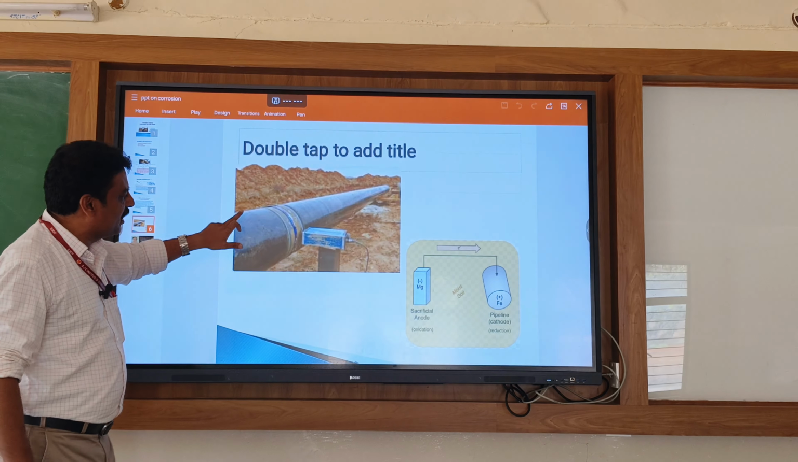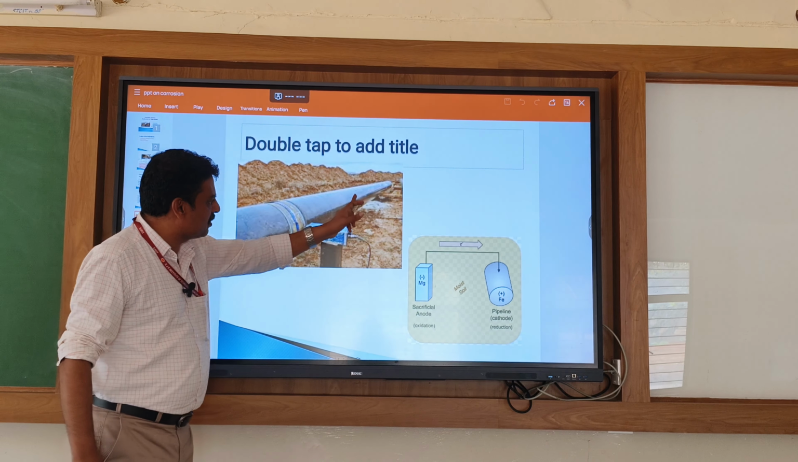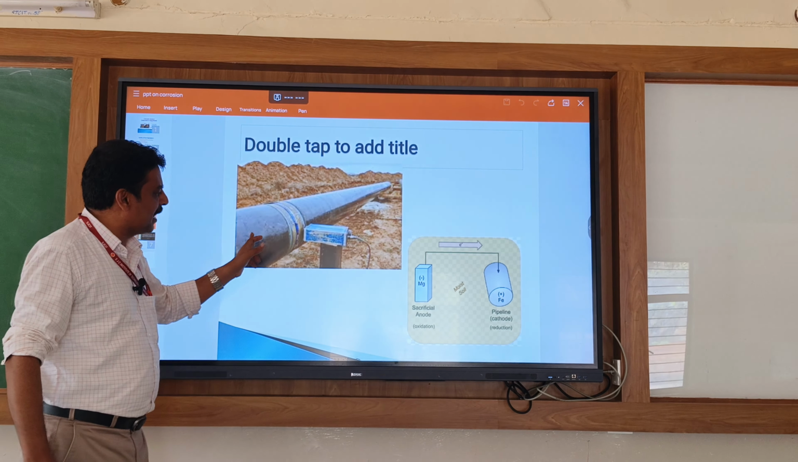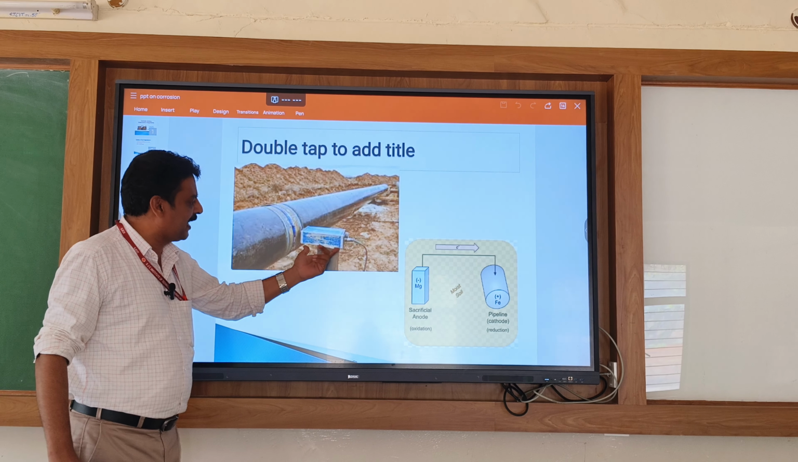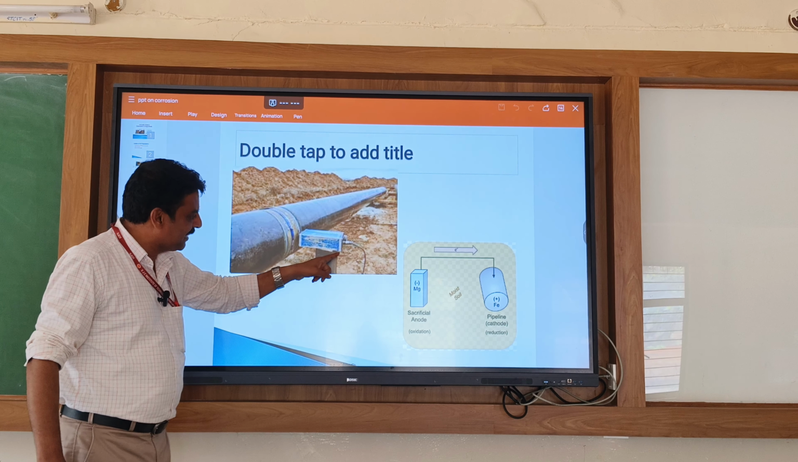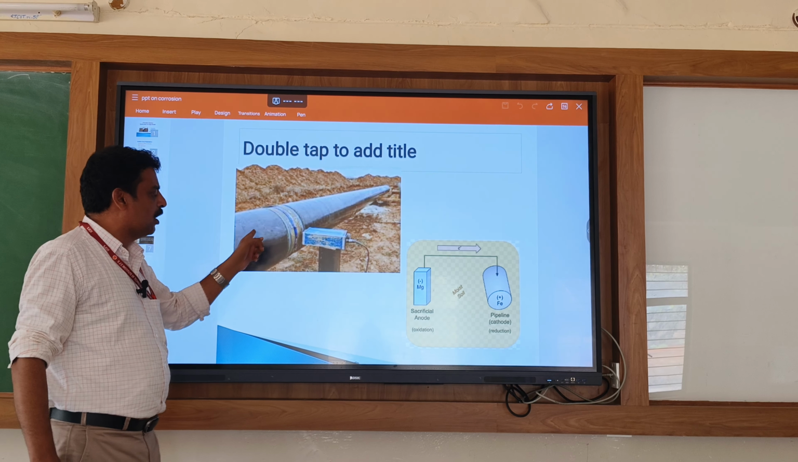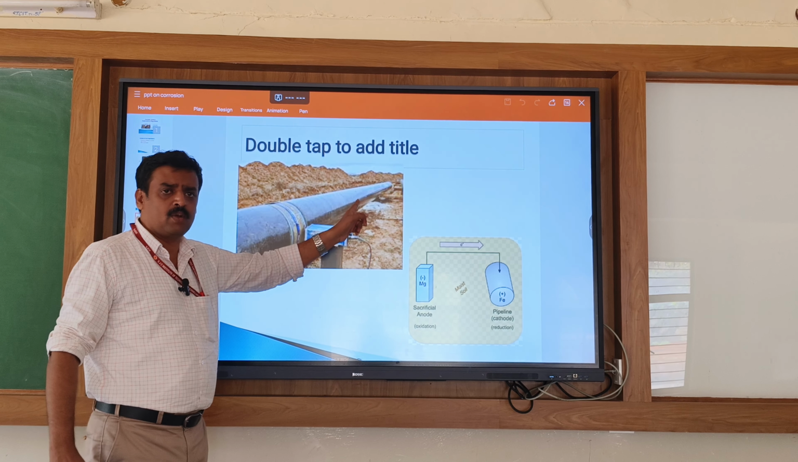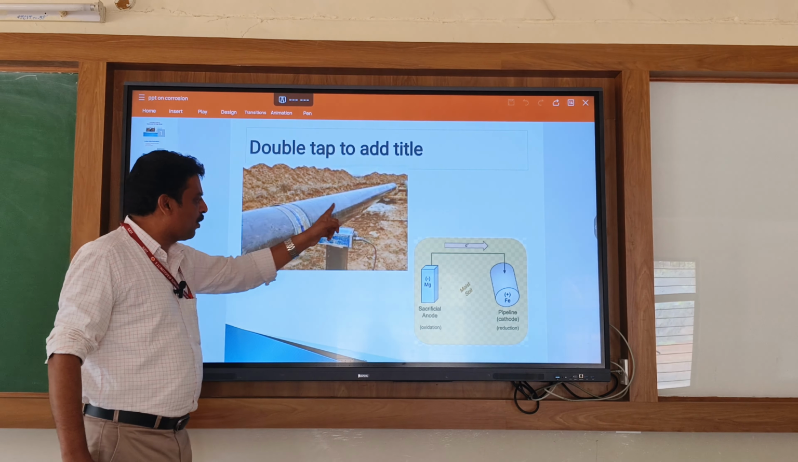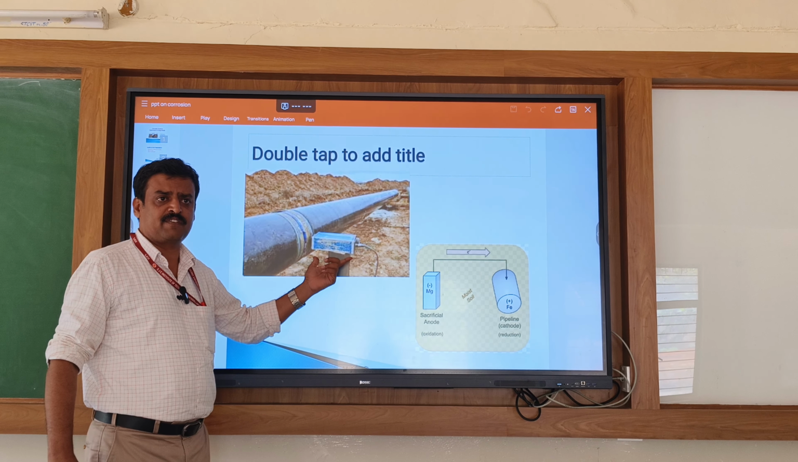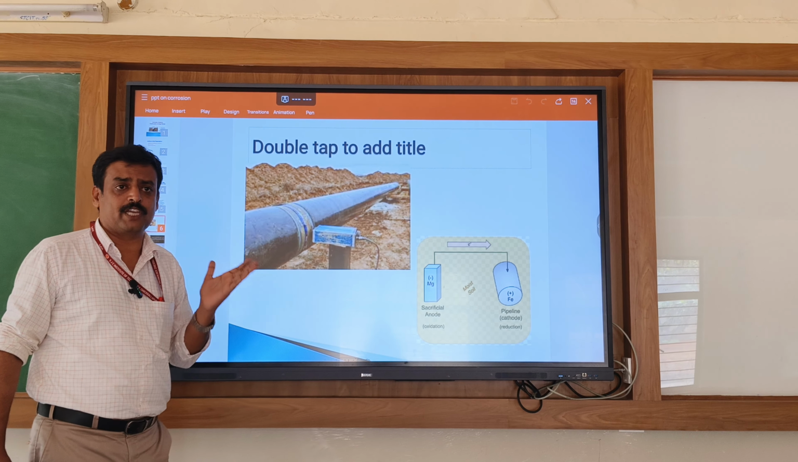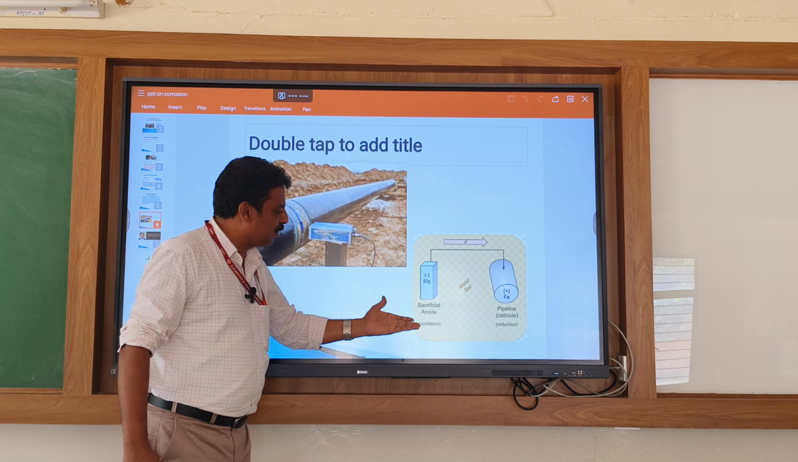In the next slide, you can observe this is the metallic object, or an underground pipe. It is connected to the negative terminal of a DC source, which supplies the electrons, so no part of this base metal will be allowed to become an anodic region. If there is no anodic region, no corrosion takes place on the surface of the metal. This is called cathodic protection.